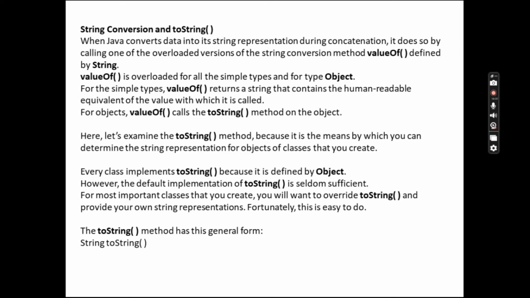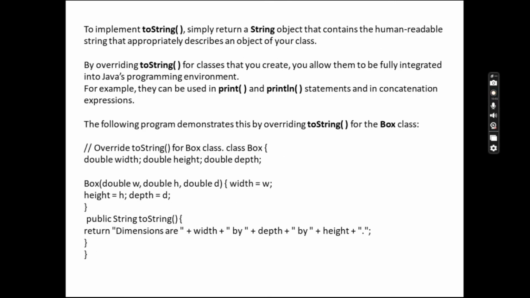So here is an example of the toString method, because it is the means by which you can determine the string representation for objects of classes that you create. Every class implements toString. The default implementation of toString is seldom sufficient. For most important classes, you will want to override toString and provide your own string representation. This is easy to do using the toString method. Simply return a string object that contains the human-readable string that appropriately describes an object of the class type.